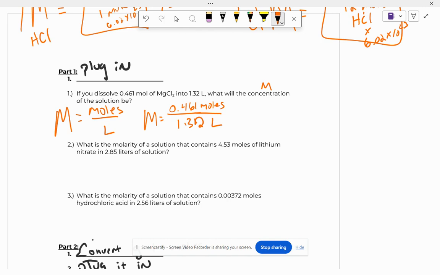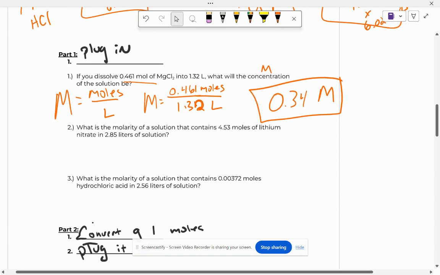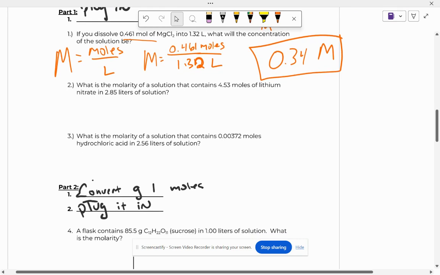Honestly, you take your calculator and you take 0.461 and you divide it by 1.32. Holla at me when you got the answer. 0.34, and we're going to say big M. That's how we would report the final answer. So you literally just take moles. It's got to be in moles, and it's got to be in liters. Okay, let's do the next one.